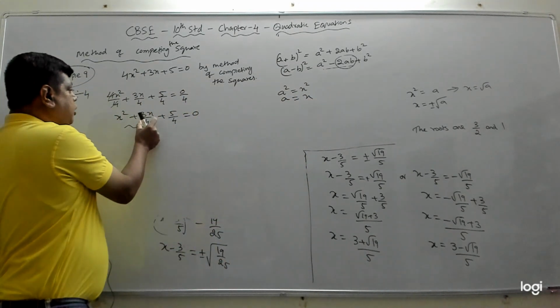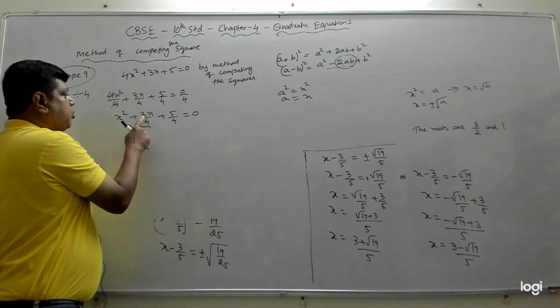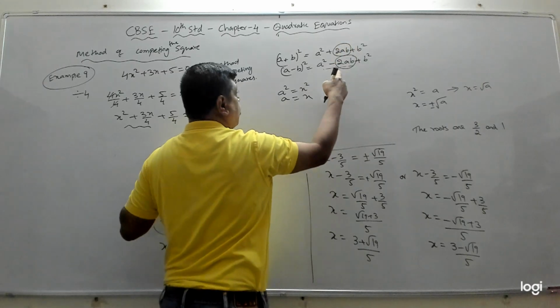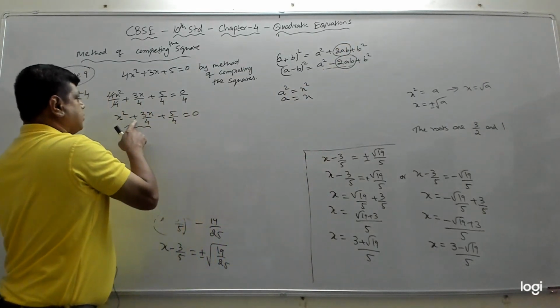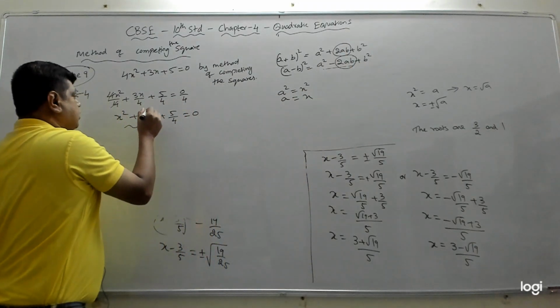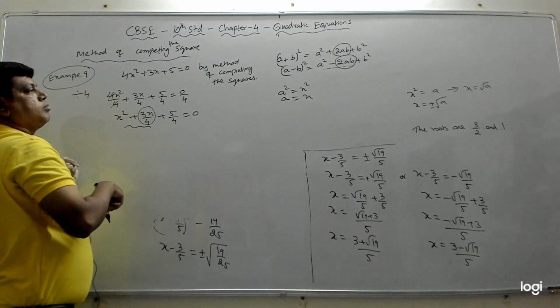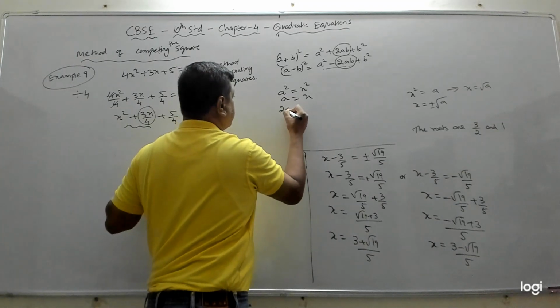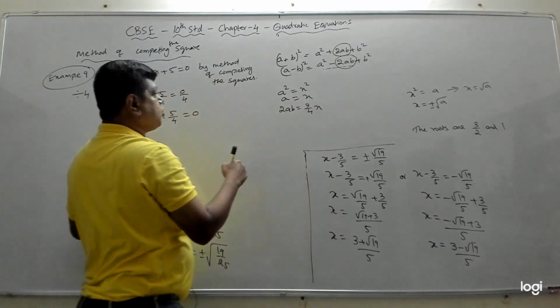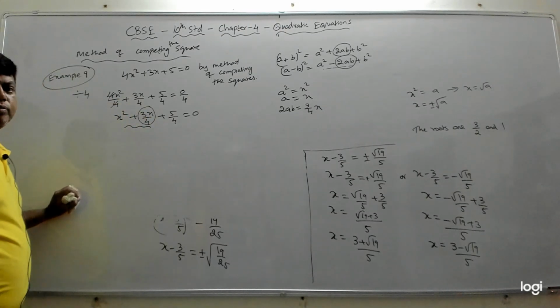Now this is your 2ab, the plus term. Don't go to the constant, because this is plus. So we have to take this one. So 2ab is equal to 3 by 4x.